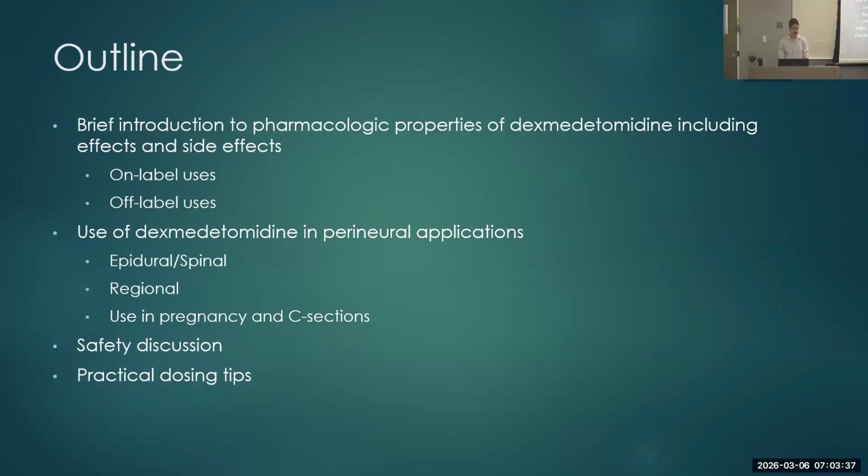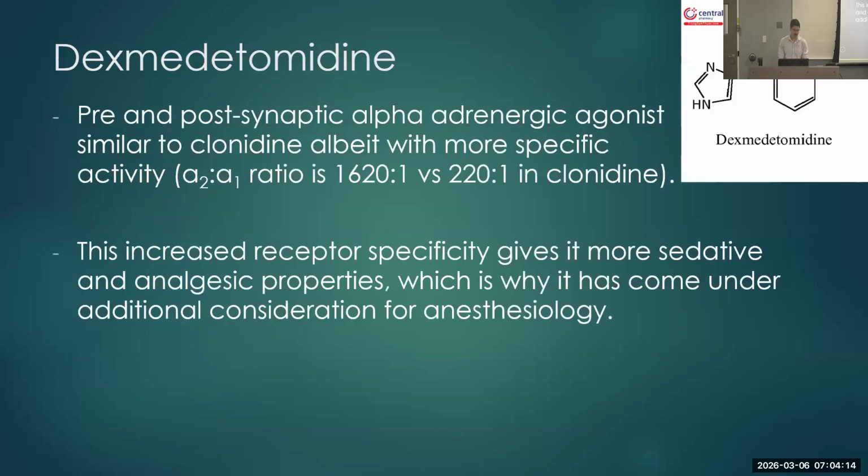Where we're going to go today, we'll start with a brief introduction to the pharmacology of dexmedetomidine, a quick refresher of what it does, what it shouldn't do, but it still does. Its on-label and off-label uses, again, just to introduce the fact that, unsurprisingly, neuraxial dexmedetomidine is wildly off-label. Then we'll talk a little bit about its use in these perineural type spaces, both epidural, spinal, regional, and then there's a fair amount of data in pregnancy and C-sections. And then a little bit about safety at the end for obvious reasons, and then some practical dosing tips should anyone want them.